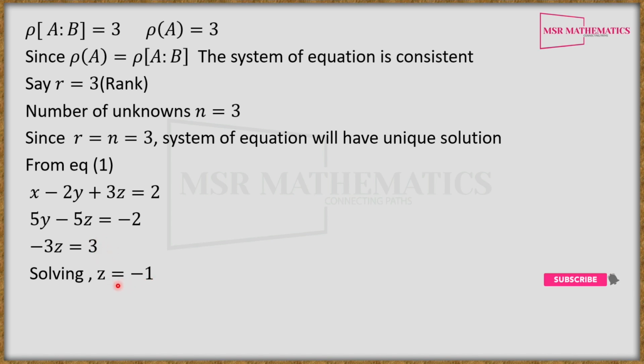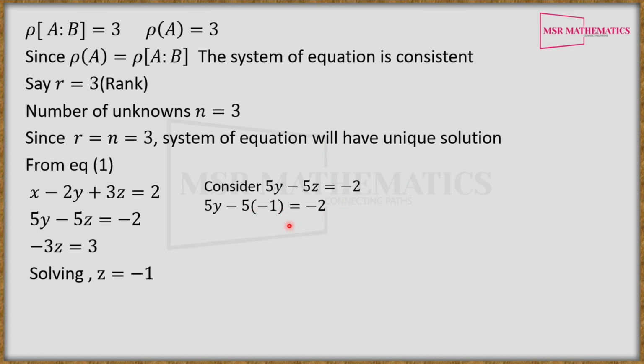That is our z value. Next step, substituting this z value in the second equation, we obtain the y value. That is, consider 5y minus 5z is equal to minus 2. Substitute z as minus 1. We get 5y minus 5 into minus 1, which is equal to minus 2. Here minus into minus is plus, 5 into 1 is 5.